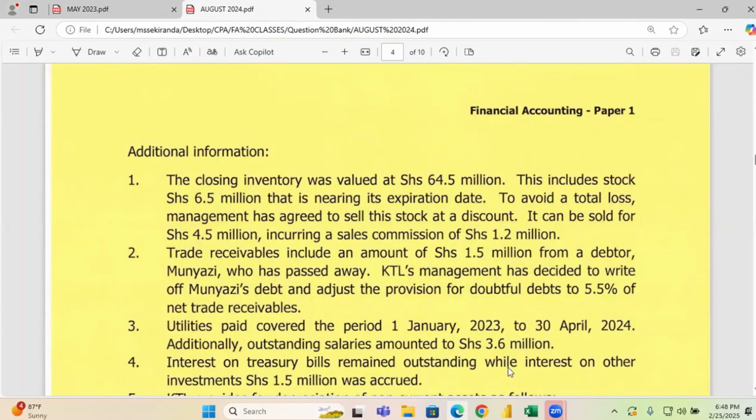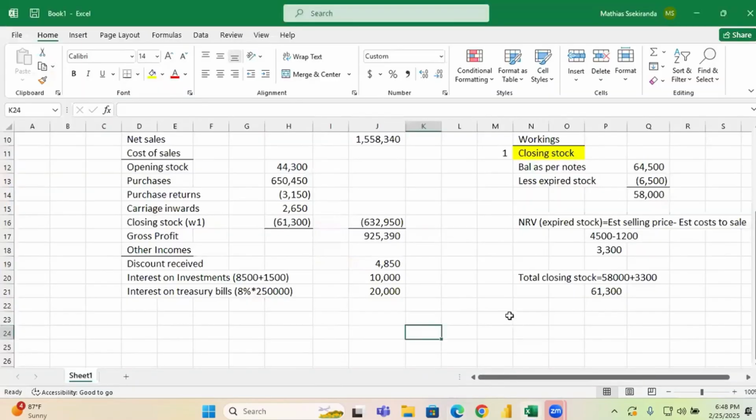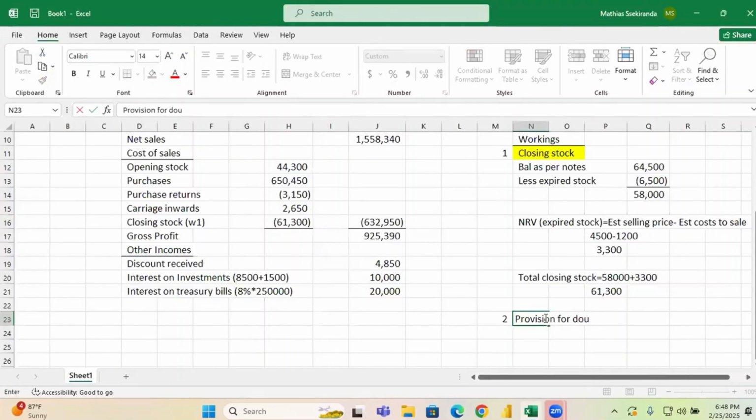Okay? I'll explain a bit by bit. So let's go to working number 2. Working number 2, we are computing provision for bad debts or for doubtful debts.